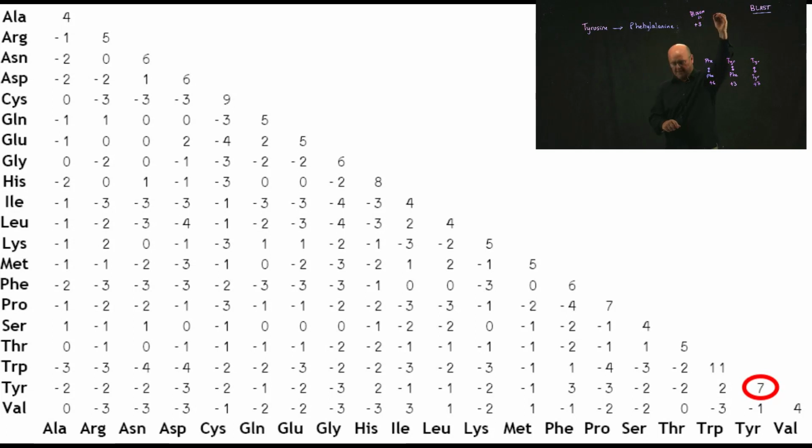And by the way, the score in PAM250 is +7 for tyrosine to phenylalanine. In contrast, if we take tyrosine, TYR, and we go to our friend aspartic acid, ASP, then the score there is -3. The BLOSUM62 score is -3, right? The PAM250 score is -4 as well.